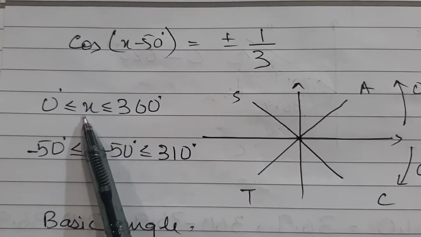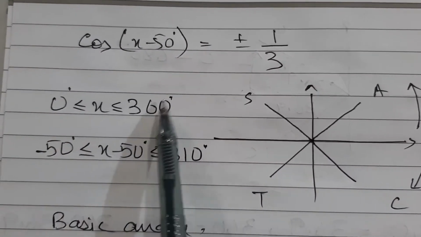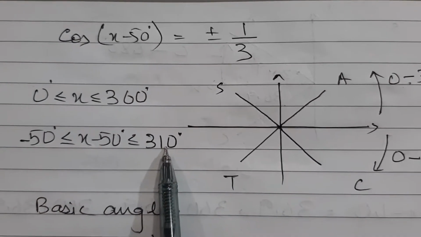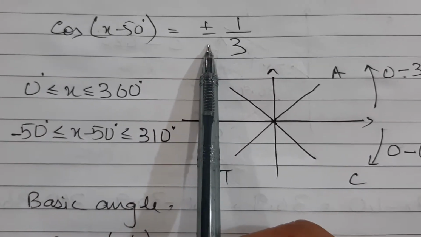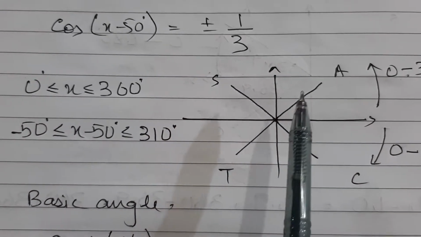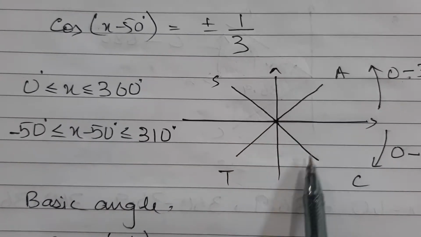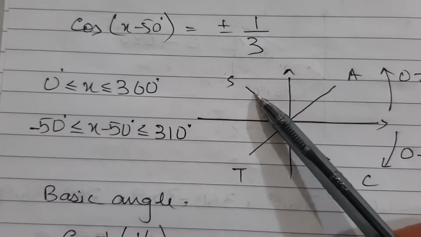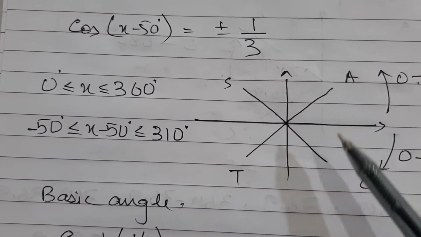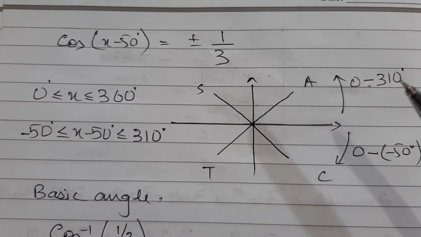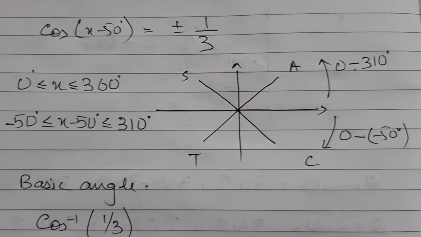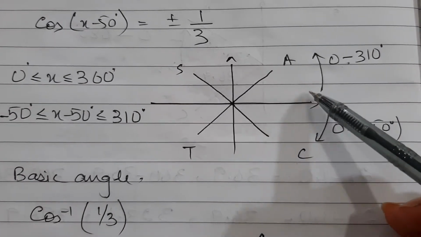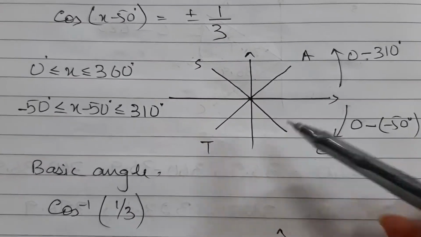I am just subtracting 50 from each one of them. So my range will be minus 50 to 310 degrees. And because it is plus minus, it means my basic angle will be lying in all 4 quadrants: first and fourth for plus, and second and third for minus. Cos is negative in these two, and cos is positive in these two. So the range from 0 to minus 50 will be measured this way, and 0 to 310 will be measured this way.